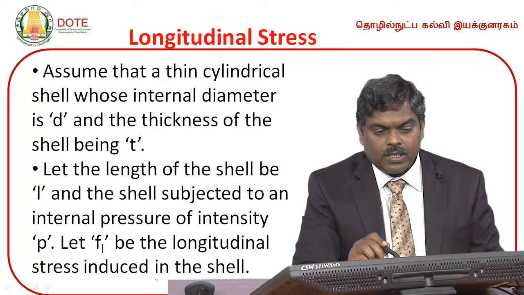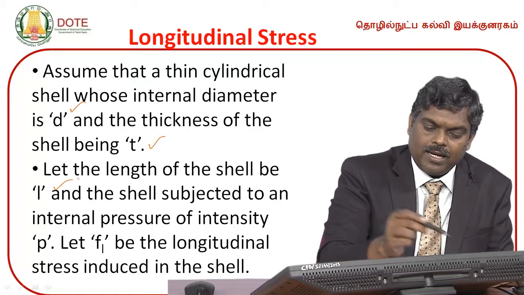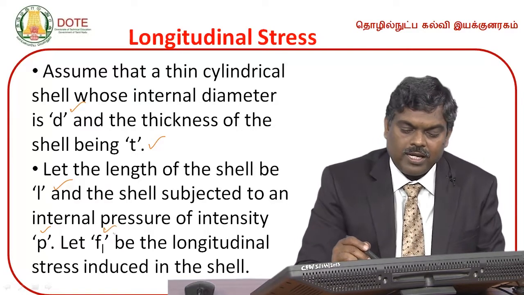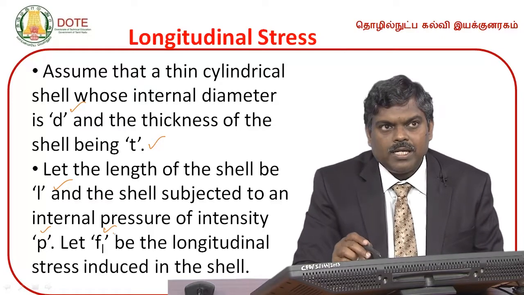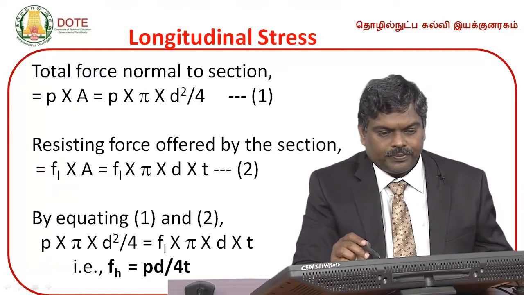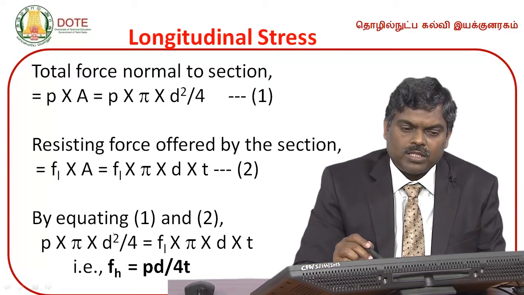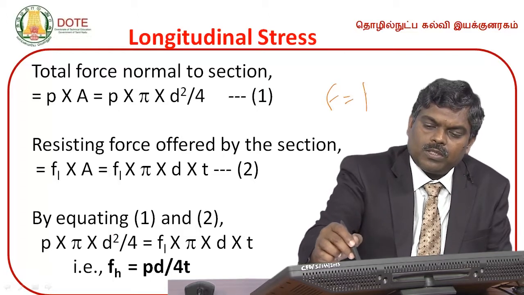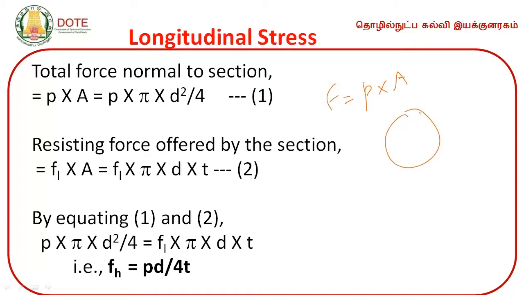The same, assume diameter as D, thickness as T, length as L, pressure intensity as P, and the stress is FL. FL is the longitudinal stress induced in the shell. Total force normal to section: this is the longitudinal stress. So force is given by stress into area. Here the area is going to be pi by 4 D square.